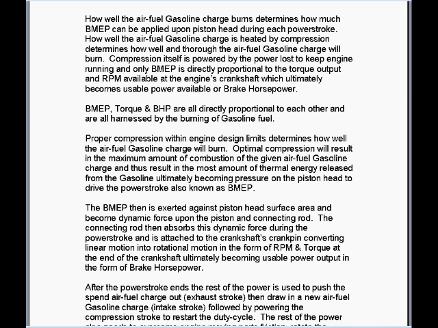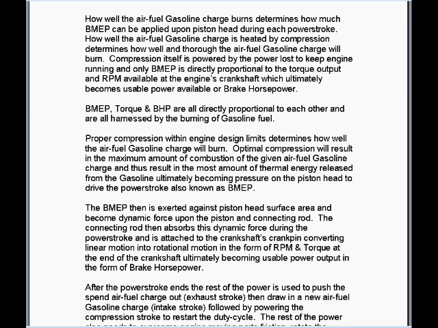So in other words, the compression sets the air-fuel charge up for burnability, for lack of a better word. If you compress the air-fuel charge to the optimal compression, then it's going to heat the air-fuel charge up and put it into a vapor state so that the combustion is thorough and little or no unburnt gas remains. This allows for better emissions and maximizing BMEP, because the BMEP is directly powered by the burning of fuel itself. Proper compression within engine design limits determines how well the air-fuel gasoline charge will burn.